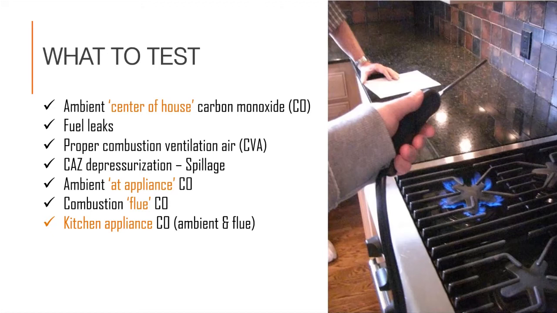So here it is. Here's what we test. We test for ambient carbon monoxide at the center of the house. We diligently check all fuel lines for fuel leaks. We confirm that there's adequate combustion ventilation air for each of the combustion appliances. We even set up the house in a purposeful depressurization to check to see if these natural draft appliances can indeed draft. We'll also check ambient carbon monoxide at each appliance.